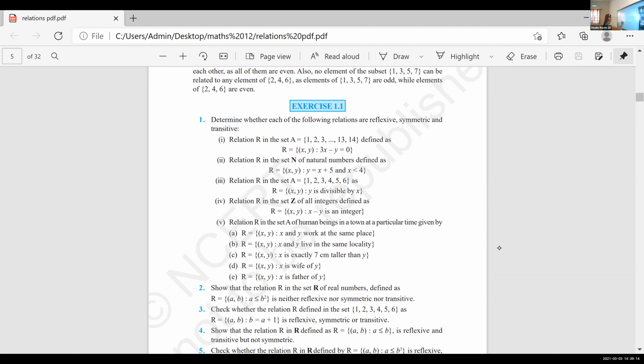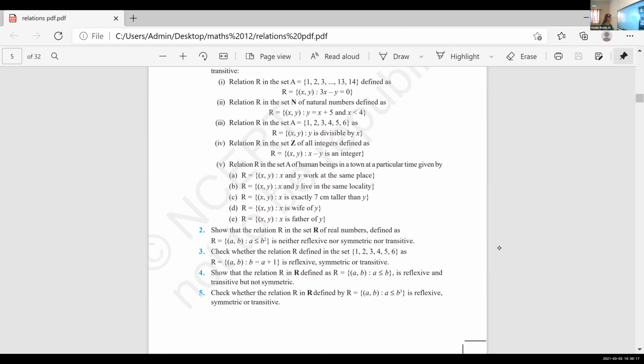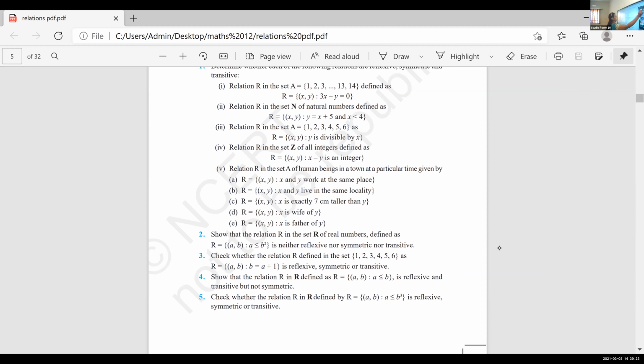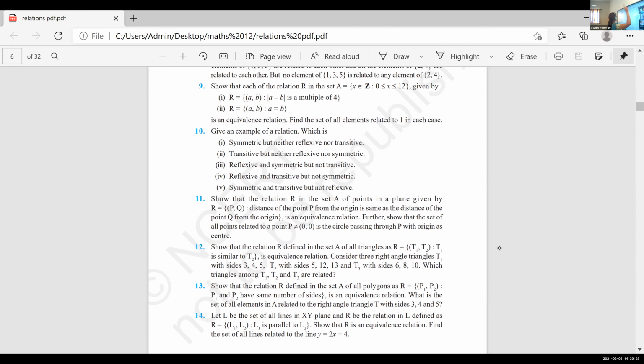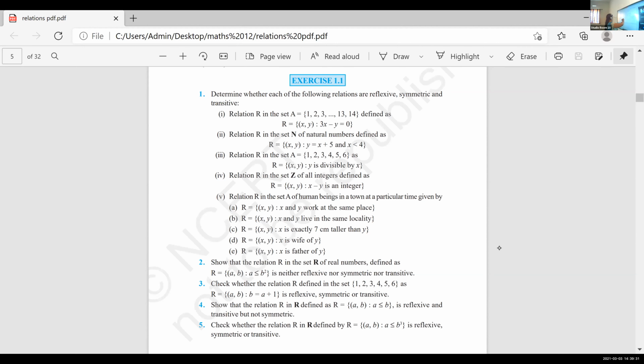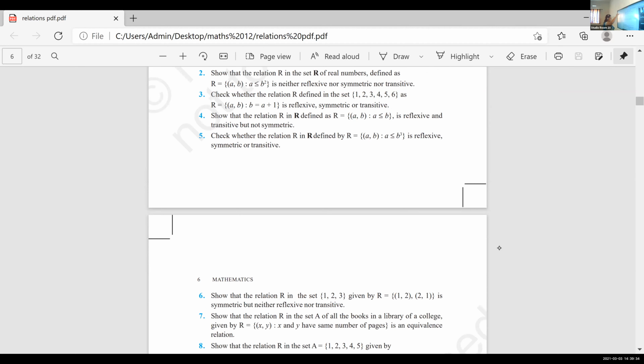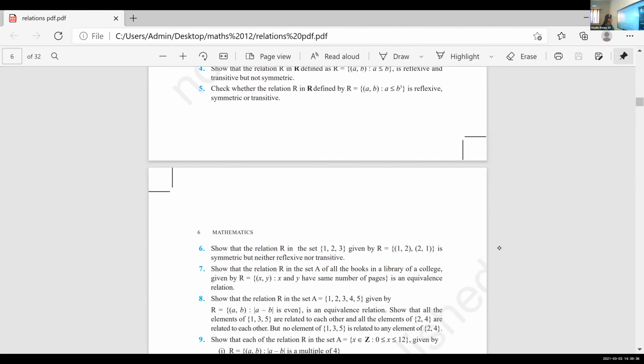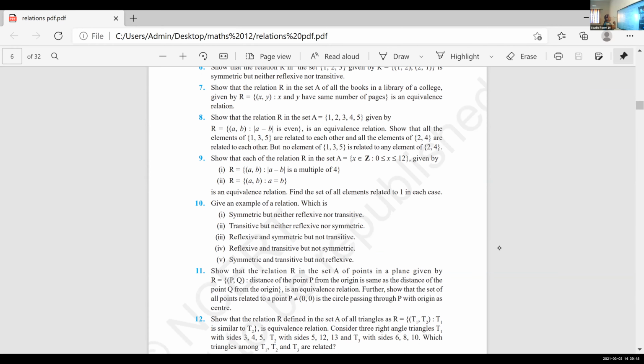Then second, third, fourth: yesterday itself I gave it as homework. The third one is today's homework. Then the sixth one is a 1 mark question. Show that the relation is symmetric but neither reflexive nor transitive. That one you can try. The seventh one is also a similar question. The number of pages in the books is the same. You have to check that it is an equivalence relation.